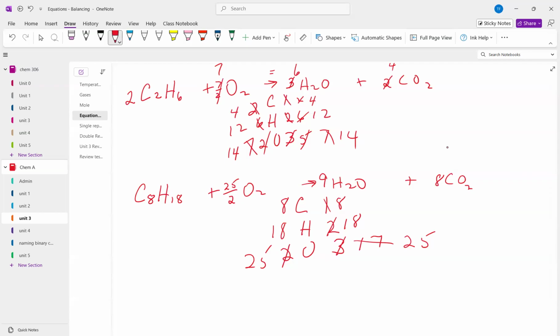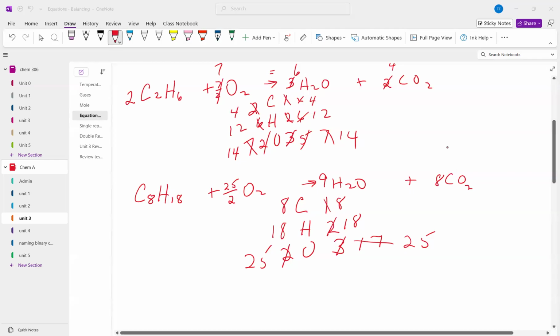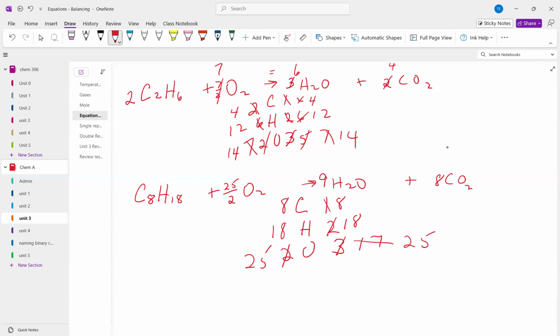Now it's balanced. Why is it balanced? Left equals right. But you can't stop here because there's a fraction in this location. I'm going to show you in a minute why you can't have a fraction. Okay, we multiply everything by 2.